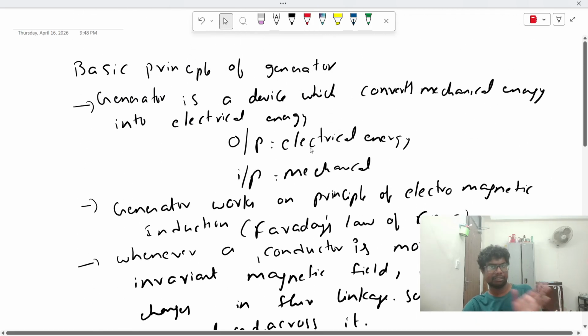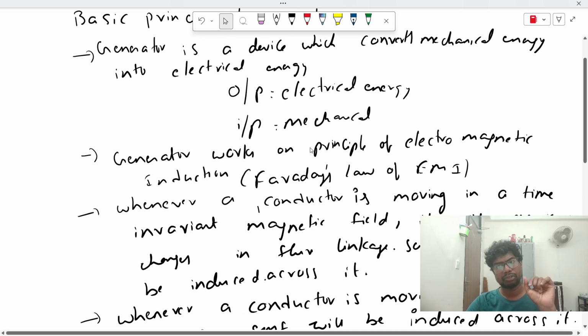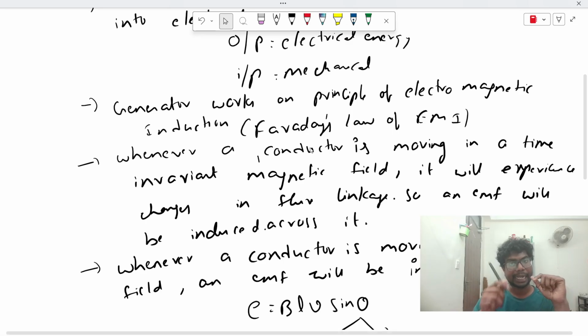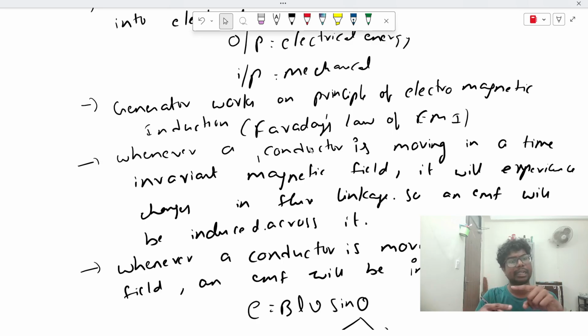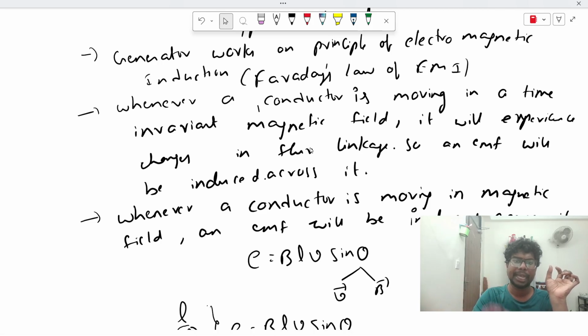A generator is a device which converts mechanical energy into electrical energy. A generator works on the principle of electromagnetic induction, or Faraday's law of electromagnetic induction. What is Faraday's law? In complicated sentence, whenever a conductor is moving in a time invariant magnetic field, it will experience changes in flux linkage, so an EMF will be induced across it. In the shorter way, whenever a conductor is moving in a magnetic field, an EMF will be induced across it. What is the formula? E is equal to BLV sine theta.